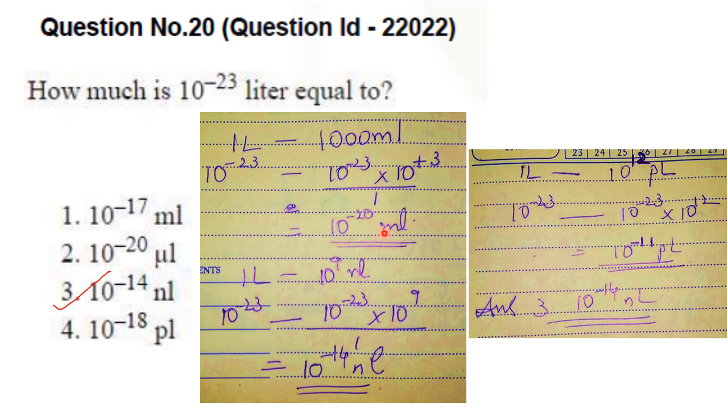That is not correct. Now 1 liter is 10 raised to 9 nanoliters. So that will be 10 raised to minus 14 nanoliters. That is the correct answer. They have given 10 raised to minus 14 nanoliters. So that is correct. Now if it is picoliters, it will be 10 raised to minus 11 picoliters. So that is also not correct. So then here is option 3, that is 10 raised to minus 14 nanoliters.